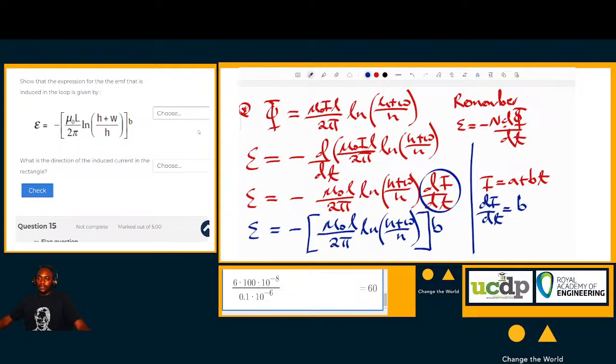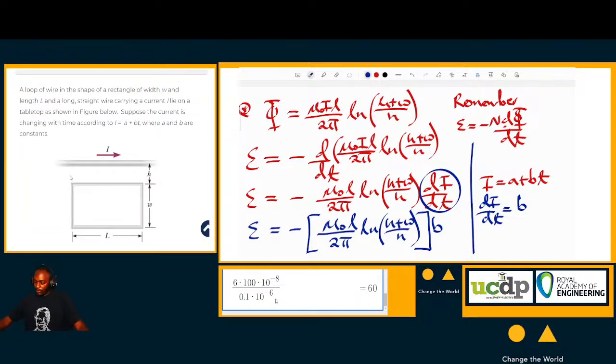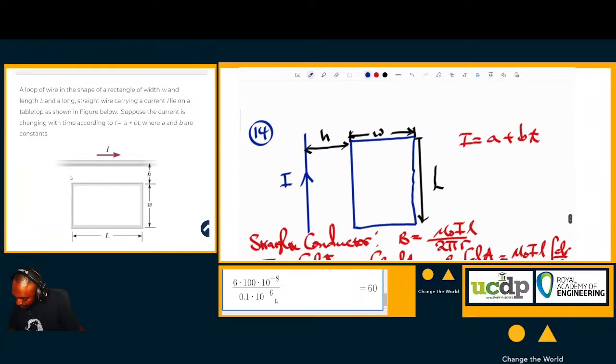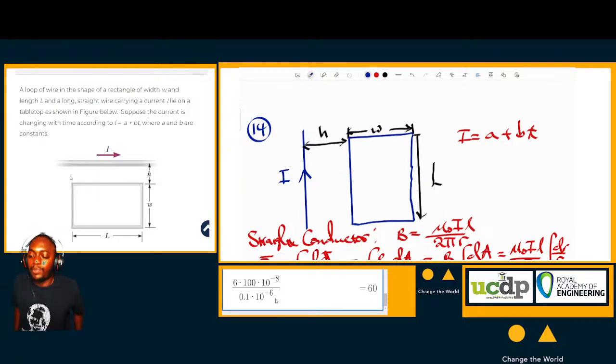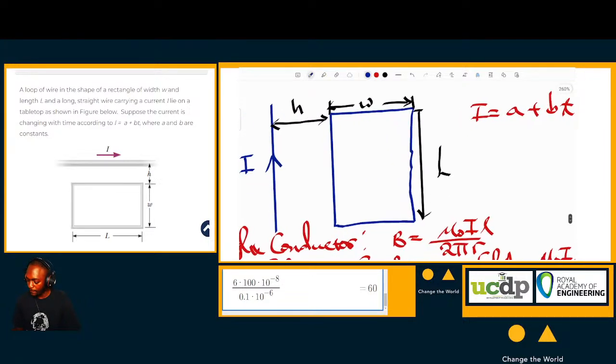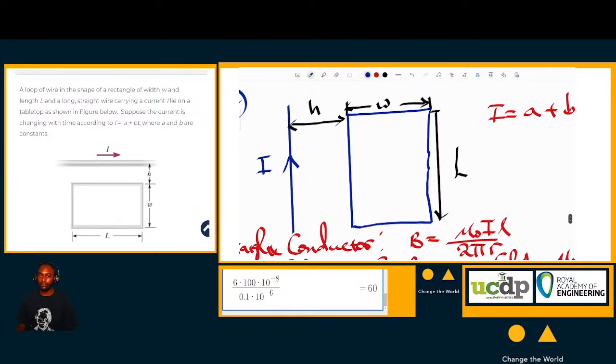So as shown in the equation, now the important thing again: what is the direction of the induced current in the rectangle? Okay, I'll choose this. Would you please determine for me the direction of the induced current in the rectangle? You can use the sketch that I've drawn for you here. What would be the direction of the induced current in the rectangular coil?